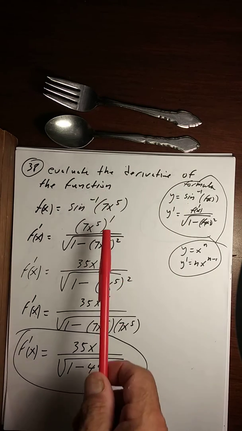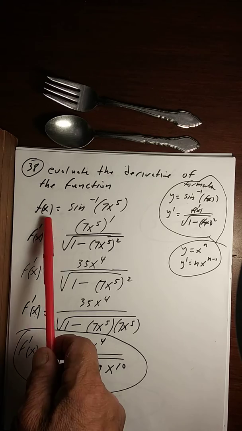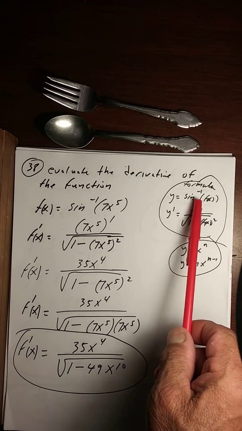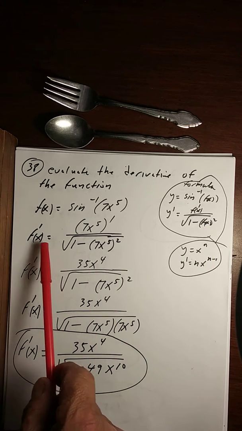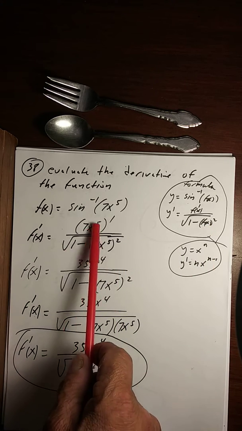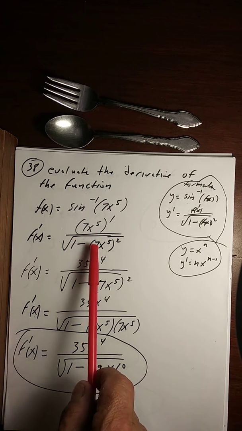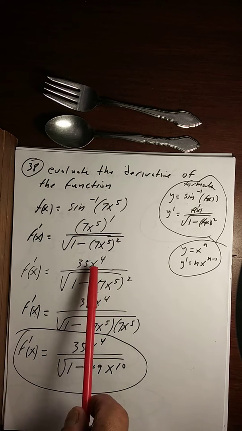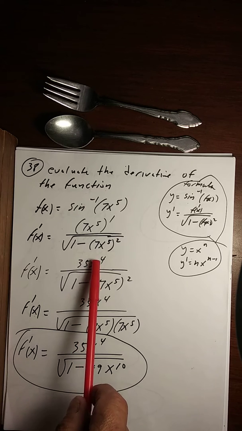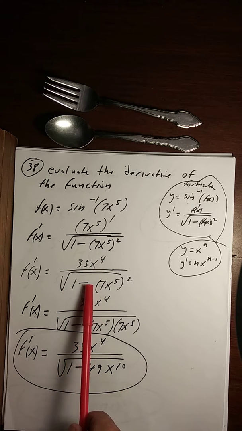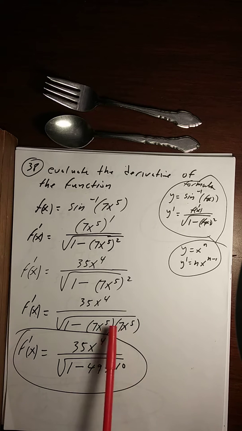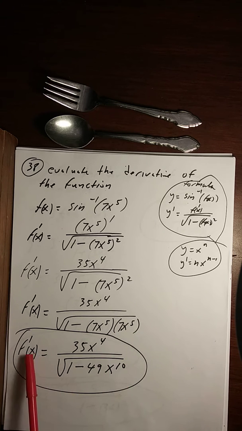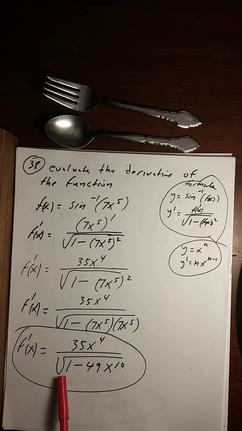Evaluate the derivative of the function. So f of x is this. The formula for the derivative of sine inverse of f of x is f prime of x over the square root of 1 minus f of x squared. So f prime of x is the derivative of the top, 35x^4, over the square root of 1 minus 7x^5 squared. 7x^5 times 7x^5 gives 49x^10. So f prime of x is 35x^4 over the square root of 1 minus 49x^10.